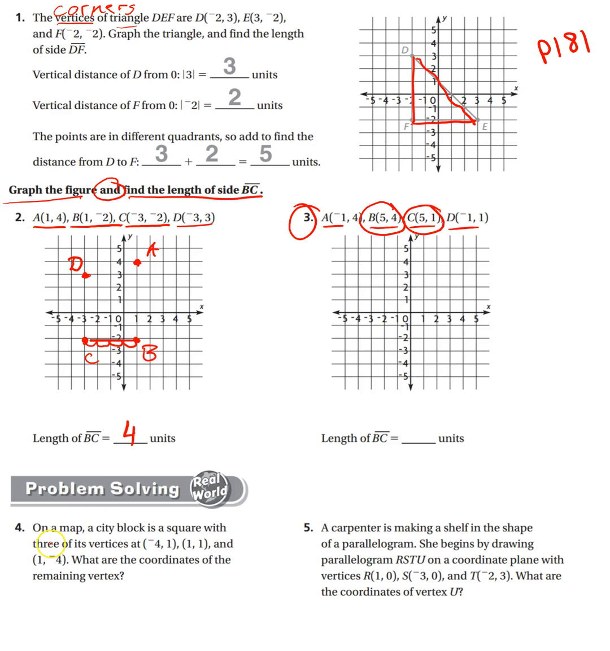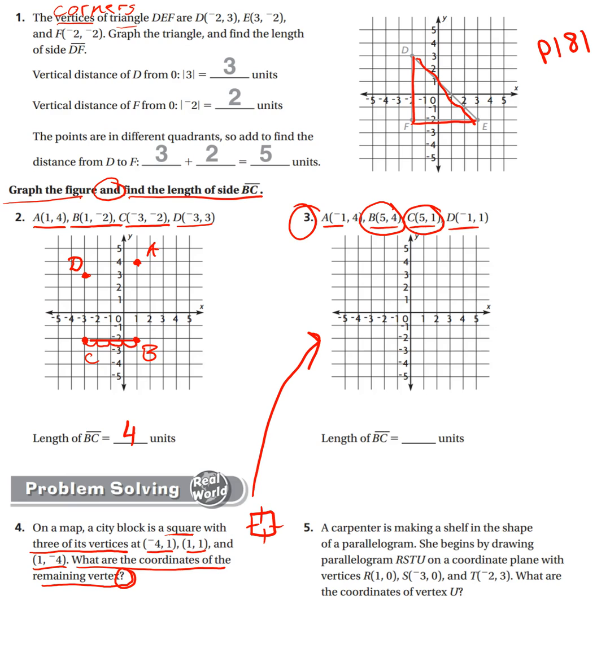Okay, number 4. On a map, a city block is a square, so I know all the sides are the same length if it's a square, with 3 of its vertices, so 3 corners. They are giving us 3 of the corners, negative 4, 1, 1, 1, and 1, negative 4. What are the coordinates of the remaining vertex of the last corner? Well, I'm going to use this graph to graph it because that's the way I can guarantee that I'm going to get the right answer.